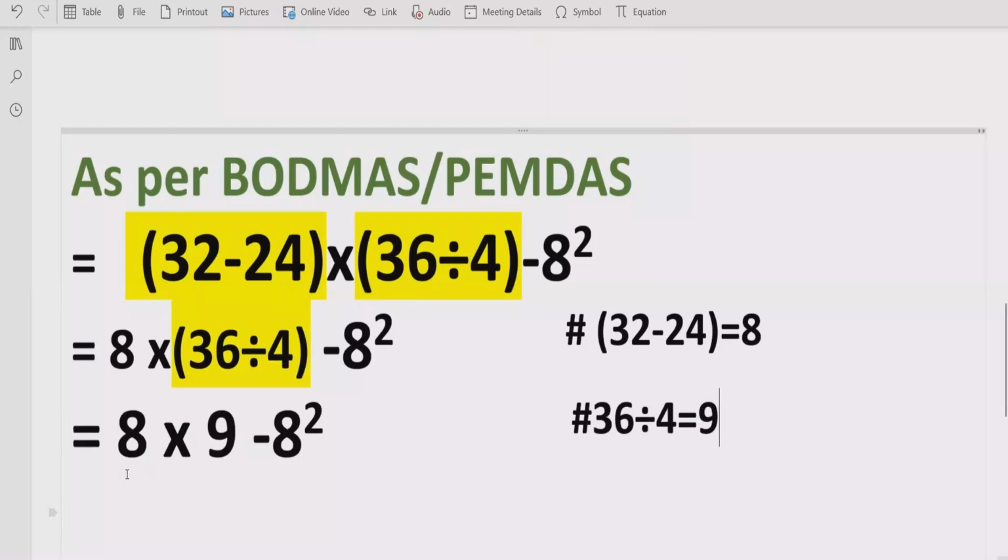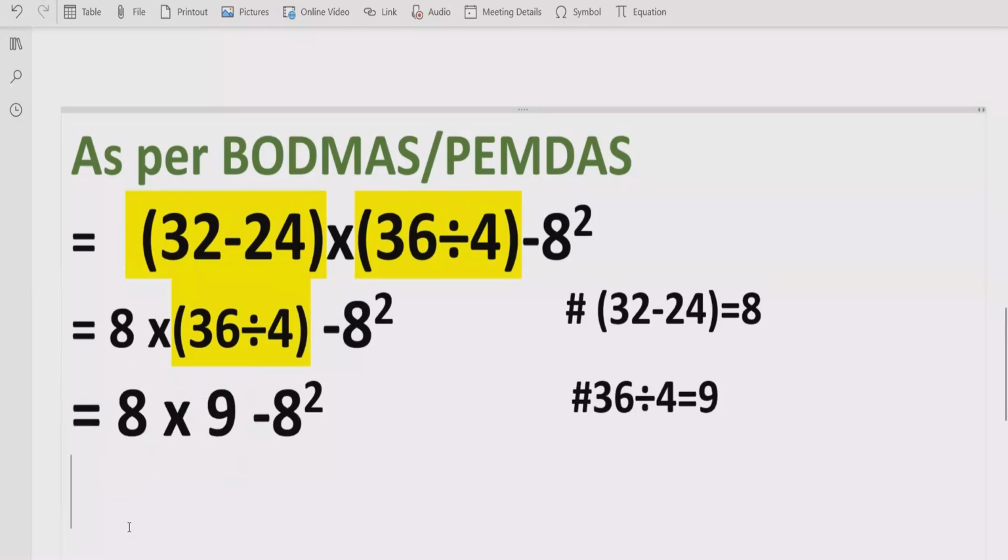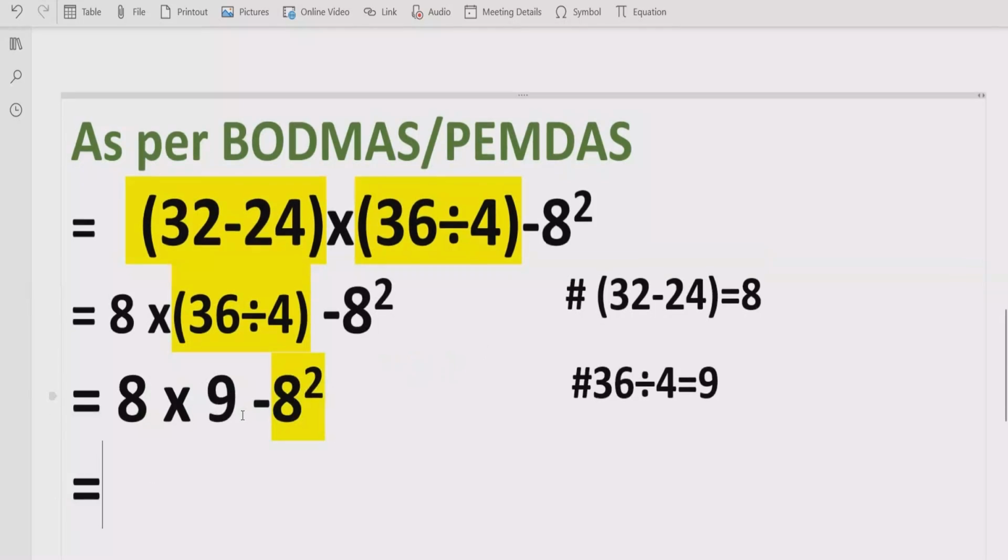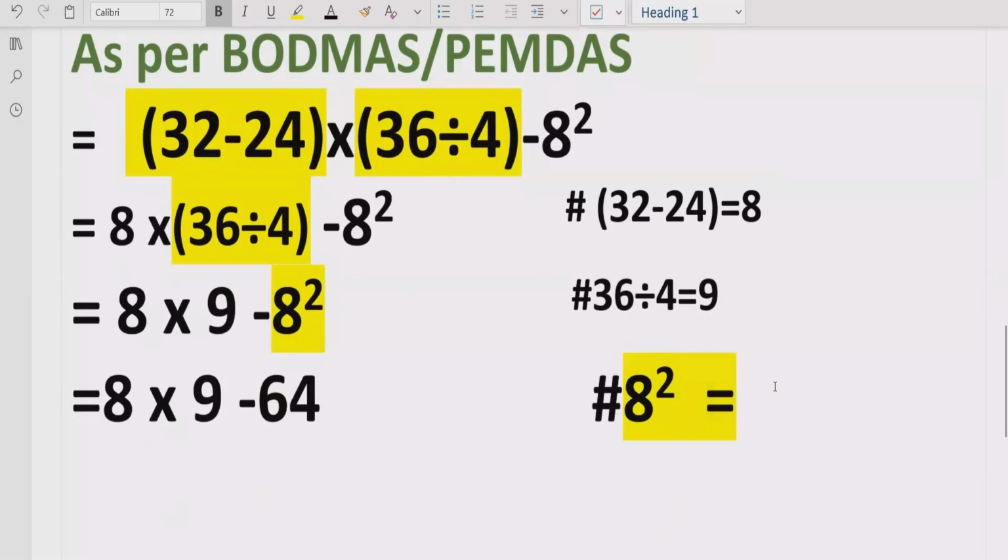Now we do not have any bracket, so we will look at the power. Yes, we have a power, so we will solve this part now. We write this part as it is and write minus 8 raised to power 2, which means 8 multiplied by 8, which equals 64. We can give the reference here: 8 raised to power 2 equals 64.